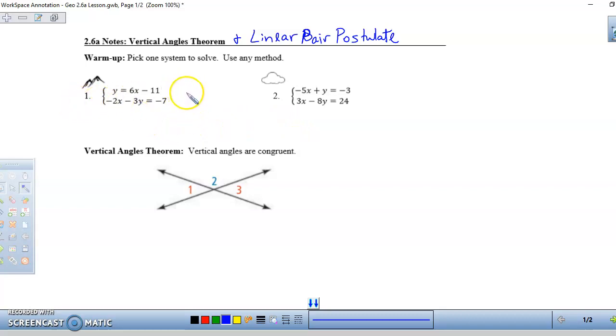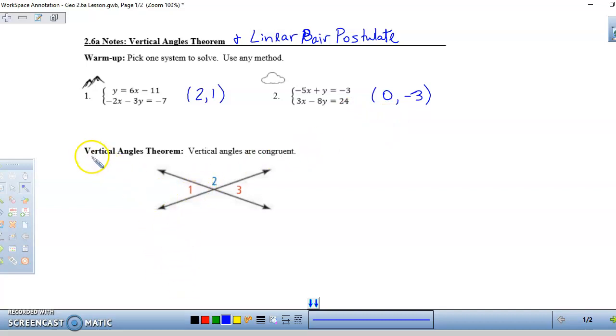Okay, welcome back. So checking your answer here. If you did number 1, your answer should be 2, 1. If you did number 2, your answer should be 0, -3. If you had trouble with either one of those, we can do that in class.